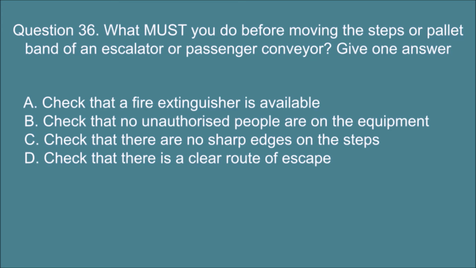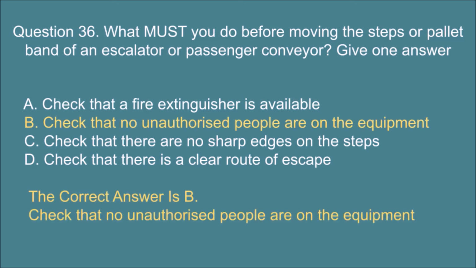Question 36. What must you do before moving the steps or pallet band of an escalator or passenger conveyor? Give one answer. A. Check that a fire extinguisher is available. B. Check that no unauthorized people are on the equipment. C. Check that there are no sharp edges on the steps. D. Check that there is a clear route of escape. The correct answer is B. Check that no unauthorized people are on the equipment.